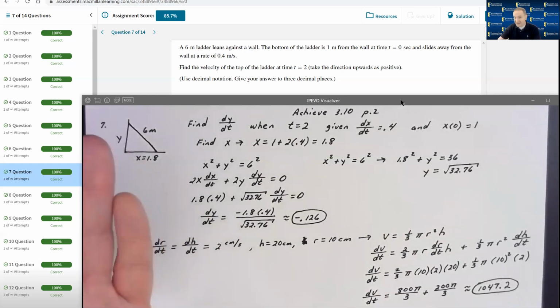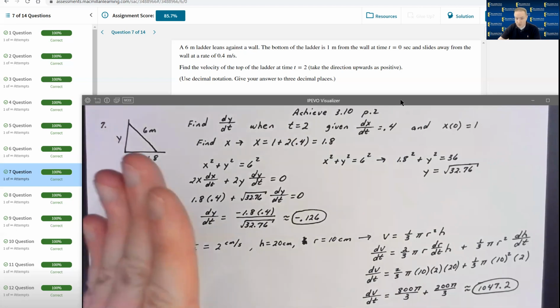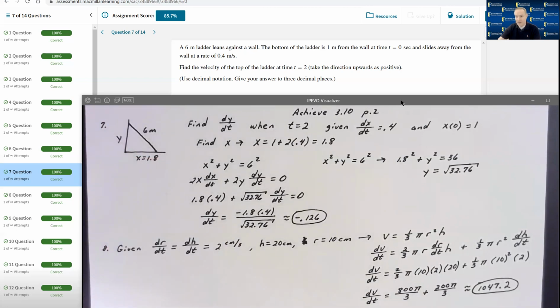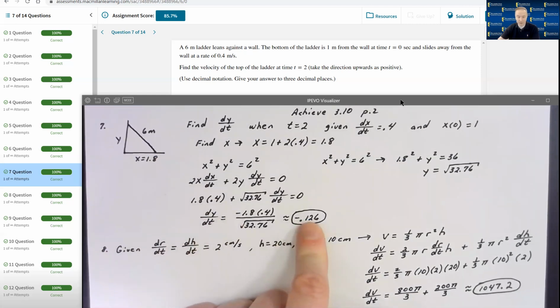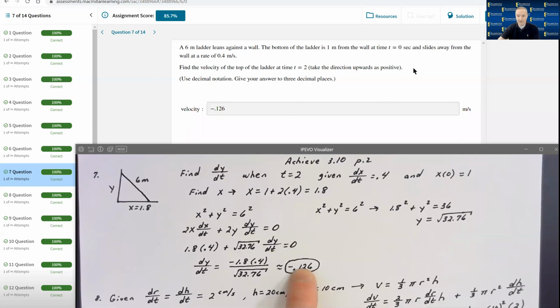Now, if we did write out a sentence answer, you wouldn't say negative if you said down. That's a mathematical double negative. So if I wrote out a sentence answer, I would say the ladder is moving down the wall at a rate of 0.126 meters per second. But if you're just putting an answer in isolation, not in a sentence, then you just say, well, the rate of change of y with respect to time is negative 0.126. And that implies to the viewer that, yeah, it's moving down the wall. And we see that that's the same answer that Achieve had for that one.